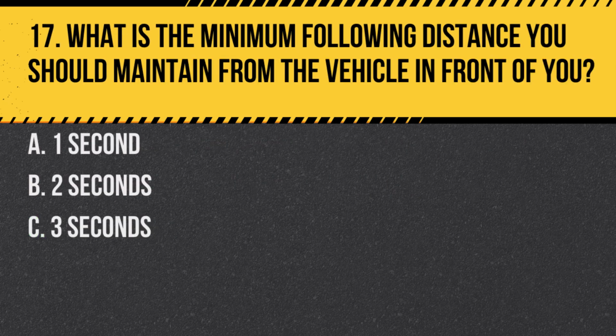Question 17. What is the minimum following distance you should maintain from the vehicle in front of you? A. 1 second. B. 2 seconds. C. 3 seconds. Answer: C. 3 seconds. Maintaining a 3-second following distance allows for a safe stopping distance.